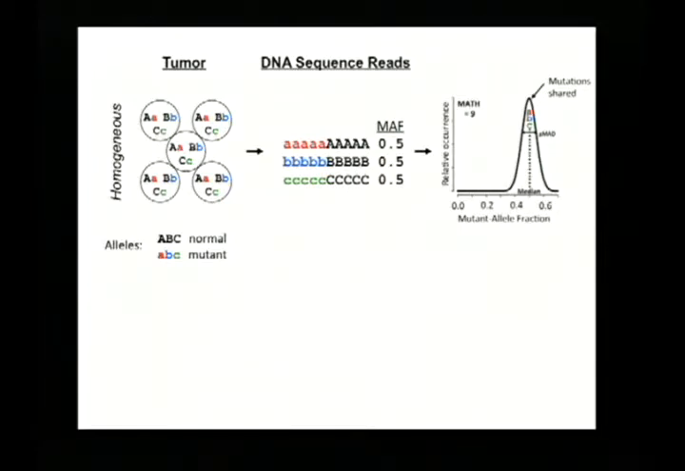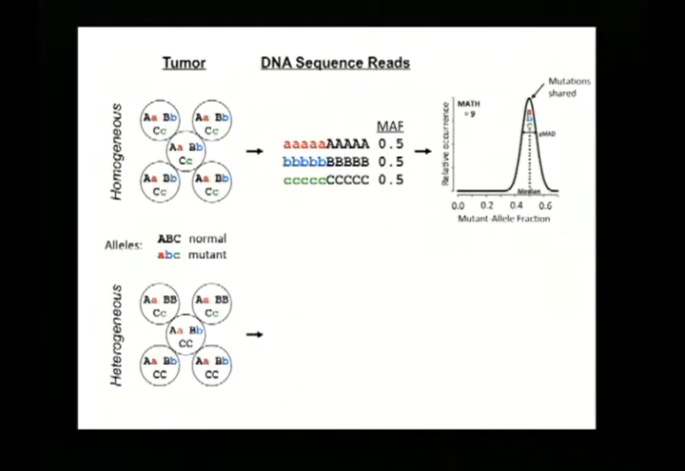In contrast, next slide. A heterogeneous tumor now. Next slide. You can see that maybe for this gene, it's there half the time, but this one's 0.3, that's 0.2.